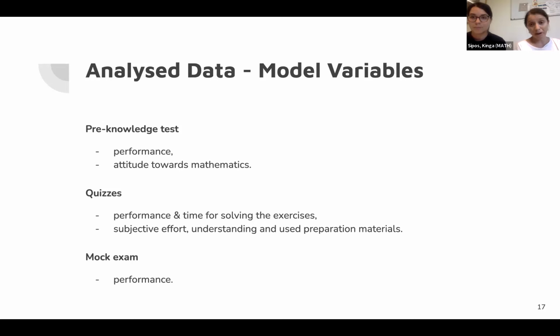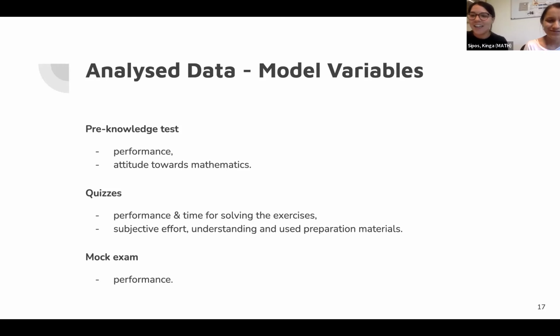So this is just a part of our variables, and later we aim to explore and understand better how the other collected variables are related to the performance and to the learning strategies and learning behavior of our group of students. Yes, and now I hand over the word to you, Ursina.